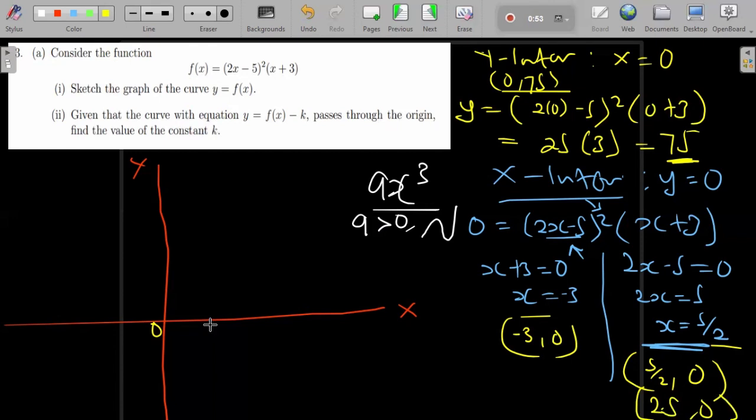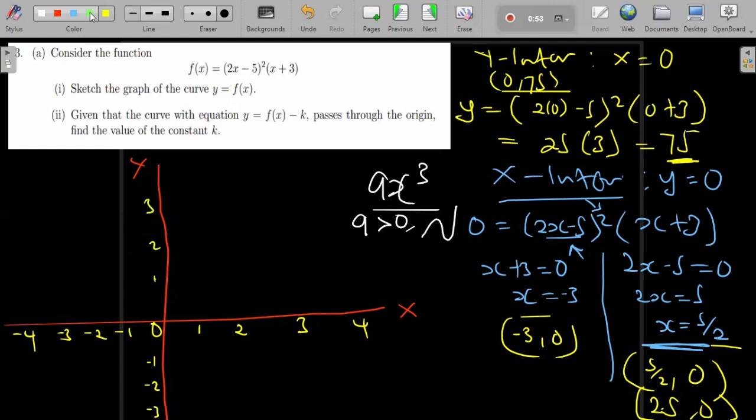Okay, so we can say this is 1, 2, 3, 4. Then going this side, minus 1, minus 2, minus 3, minus 4. And then on the y-axis, minus 1, minus 2, minus 3. They are 1, 2, 3.